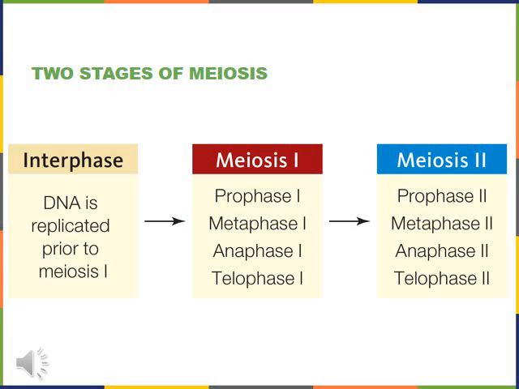One important note here, notice how interphase is just before meiosis 1. We do not do a second interphase before meiosis 2. So from interphase we go into meiosis 1. From meiosis 1 we go into meiosis 2. From meiosis 2 we go into cytokinesis. Okay, which isn't shown here, but that's the outline. Now we're going to get into the heart of it on the next slide.